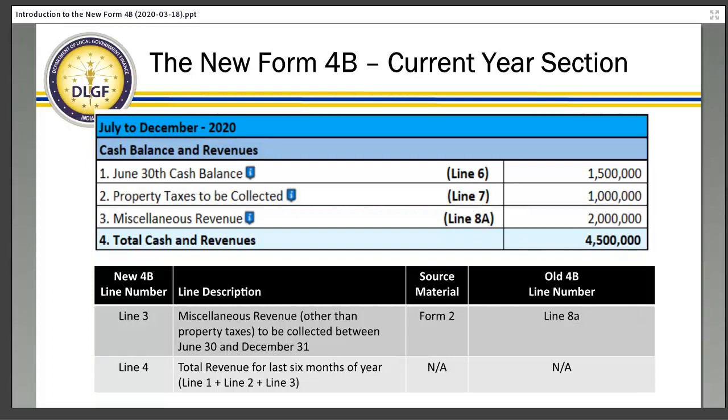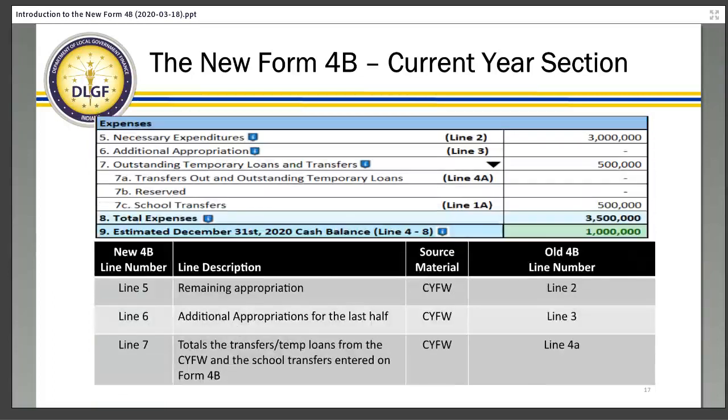Now, we can very rarely go 6 months without spending, so let's take a look at how the department plans on presenting expenditures in this 6-month silo. So in the expenses subsection, we are going to be starting off with our necessary expenditures. So this is your remaining appropriation on the current year budget. The source material is going to continue to be the current year financial worksheet. On the existing format of the Form 4B, it used to be line number 2. Now we have it in line number 5.